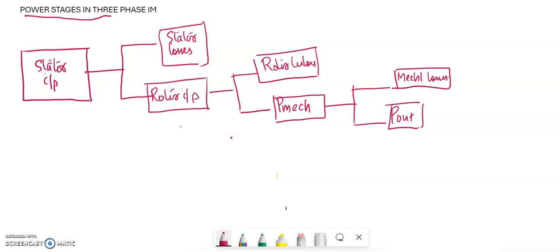We can't obtain P out the same as the mechanical power developed in the rotor, because some of the power is lost during this transition as mechanical losses. The mechanical losses include frictional loss and windage loss. These are the power stages, or power conversion, happening in the three-phase induction motor.